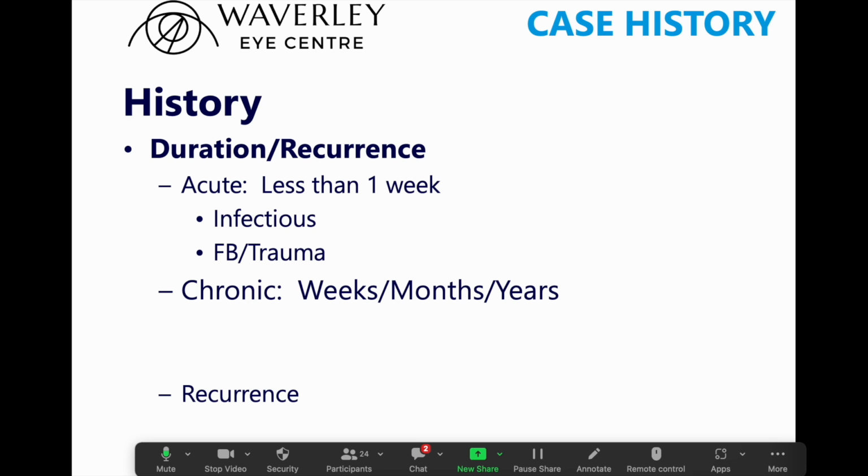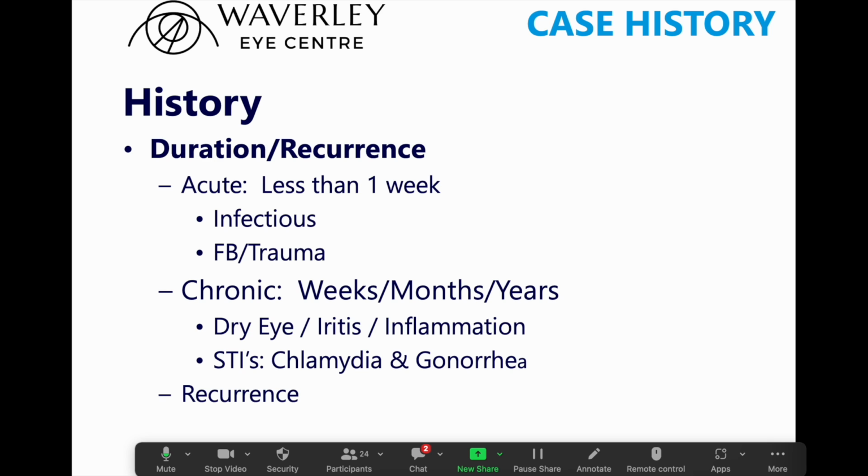So basically, if this is an acute red eye, less than a week, you're thinking infectious, foreign body, trauma, something like that nature. If it's more chronic, you're looking at other conditions: dry eye, iritis, inflammation. You can have STIs going on as well. And then for recurrence, you also want to ask the patient, has this happened before? And sometimes they will say, hey, this happened like 3 months ago.